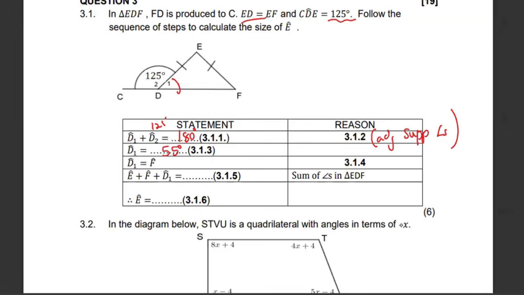Then we know that D1 and F, this angle and this angle, are the same because it's an isosceles triangle. The reason for isosceles is angles opposite equal sides are equal. So if this is 55, this is also 55. We know that E plus D1 plus F should give us 180. Those are the sum of angles in a triangle. So this angle E, 55 and 55 gives us 110, meaning that E should be just 70. Okay, so that is correct.